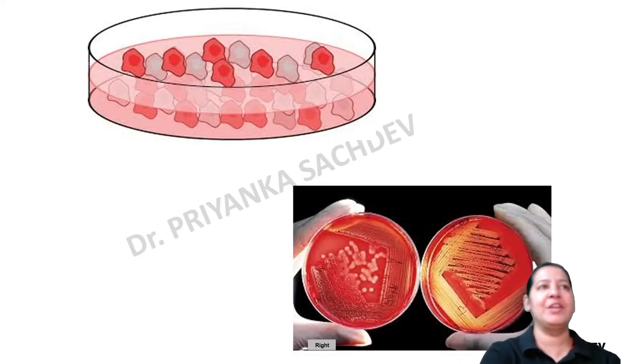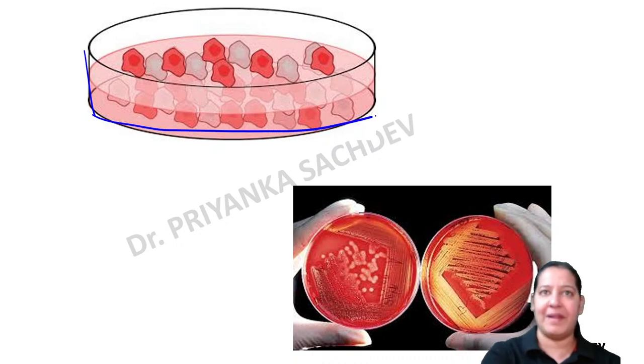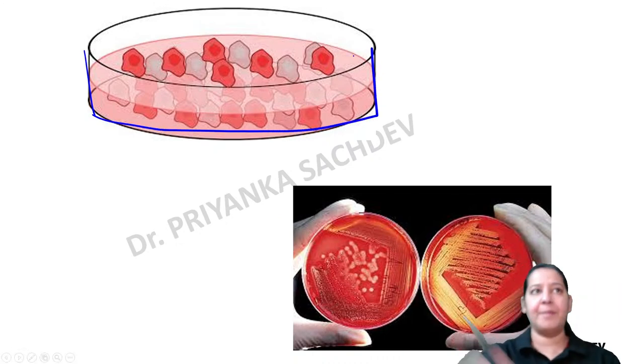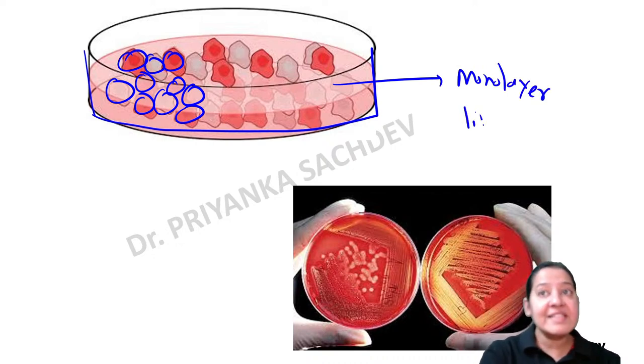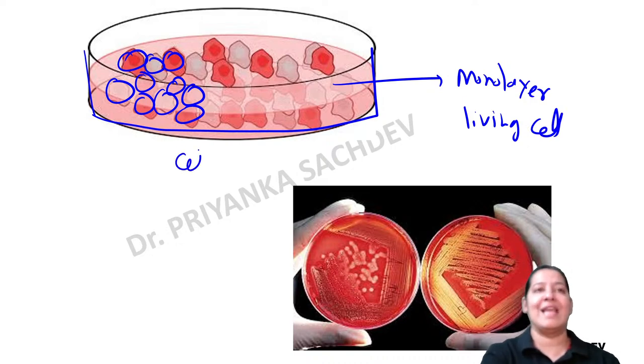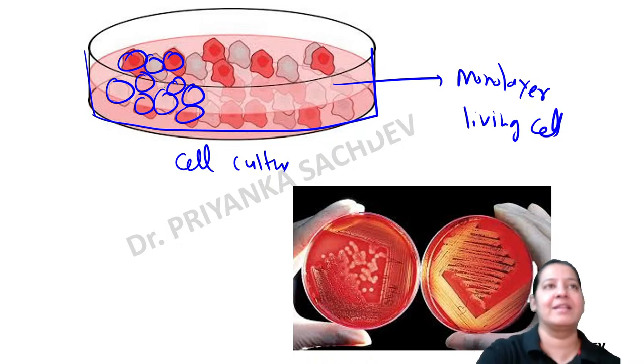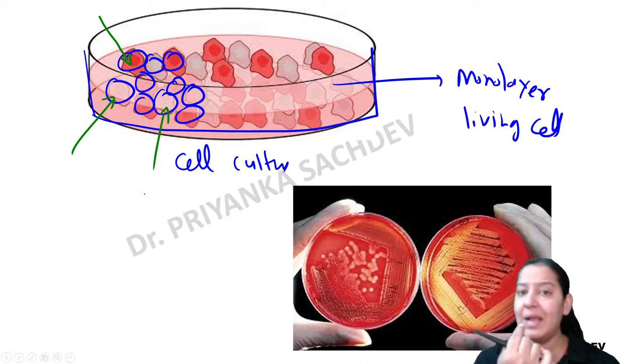In cell culture, you take a plate like an agar plate, and you cover the entire plate with a monolayer of living cells. These are living cells, a monolayer. The entire plate is known as cell culture. Now put your virus inside this. If you put a virus, it will enter this cell, this cell, this cell. Inside these cells, the virus will multiply.